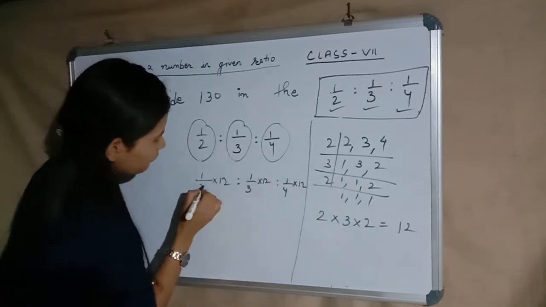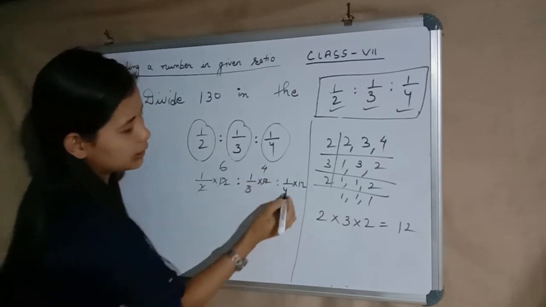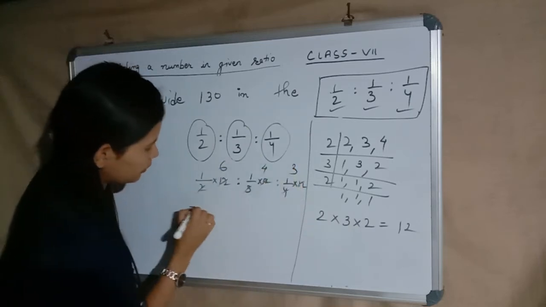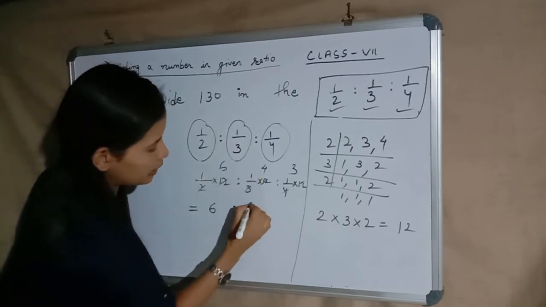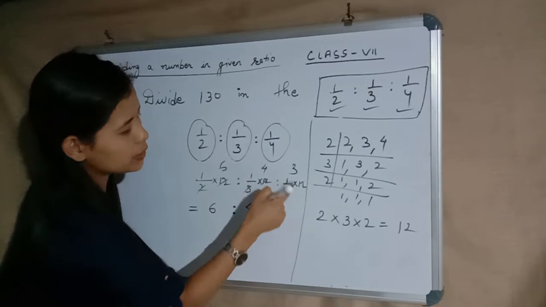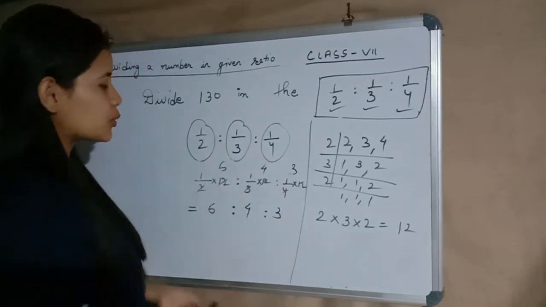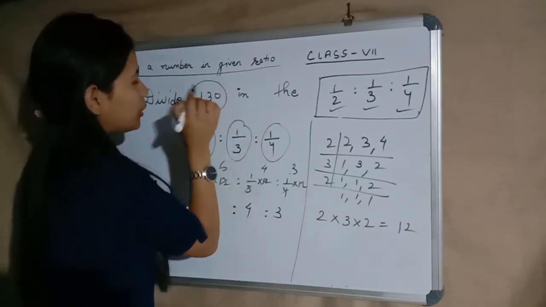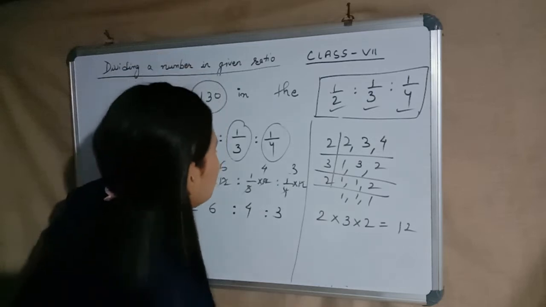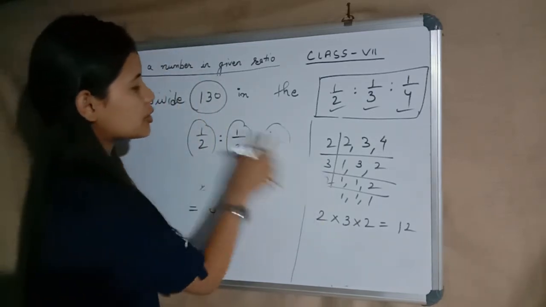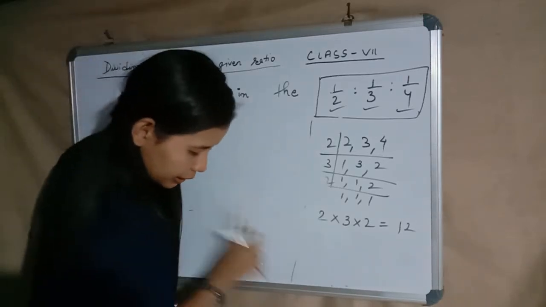So this is 2 sixes are 12, this is 3 fours are 12, and this is 4 threes are 12. So that is equal to 1 into 6, that is 6, is to 1 into 4, that is 4, is to 1 into 3, that is 3. So our task here reduces to dividing this number in this ratio. Let us now apply the formula we discussed earlier. So it was 6 is to 4 is to 3.